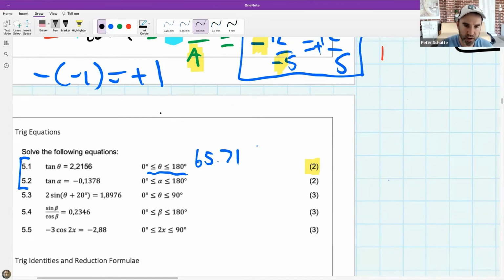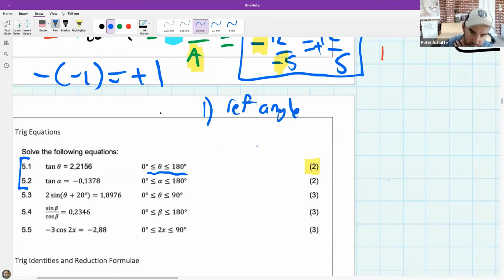So for 5.2, what we have is we ignore the negative to find my reference angle. And if I ignore the negative, I go shift tan 0.1378. Now that gives me 7.84 degrees, 7.85. The problem is that is not my answer.